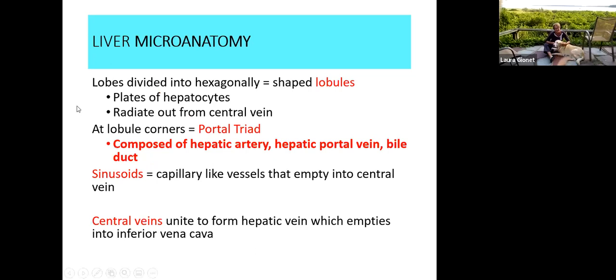Lobes are divided into these hexagonally shaped lobules. They contain plates of hepatocytes. The hepatocyte is just a term for liver cells. They radiate out from the central vein, or really from the periphery of the lobule to the central vein, because that's the direction that blood is going to flow. They have the appearance of radiating outward, but that's not describing the direction of blood flow. The blood flow will be from the outer periphery of the lobule toward the central vein.